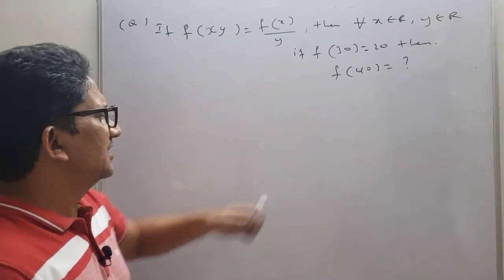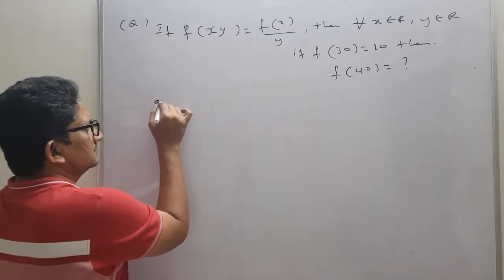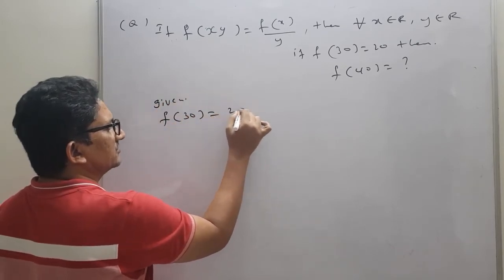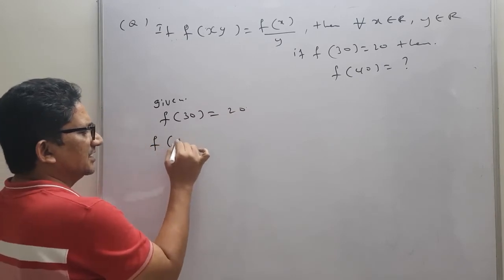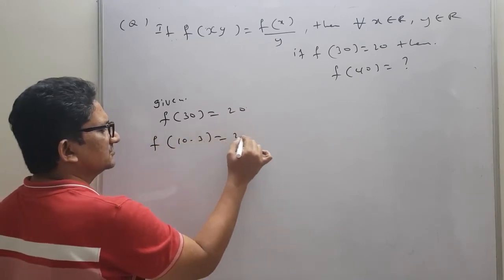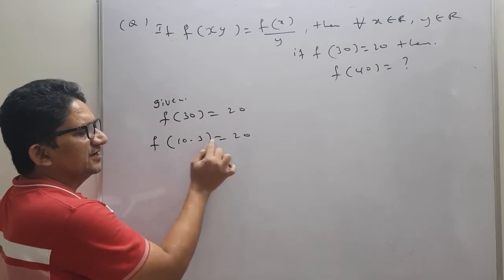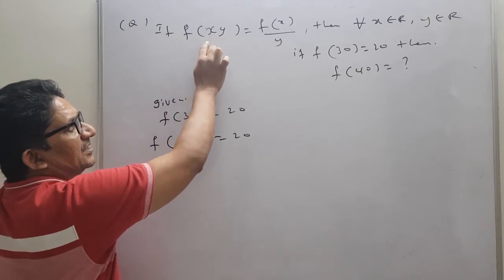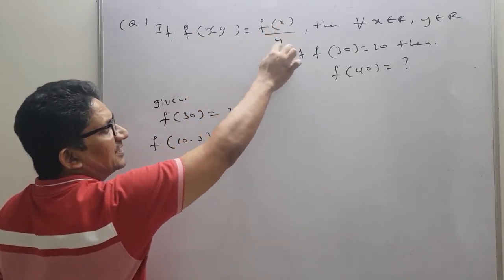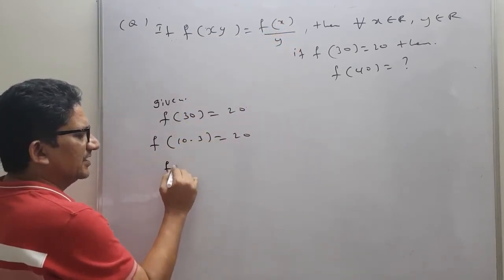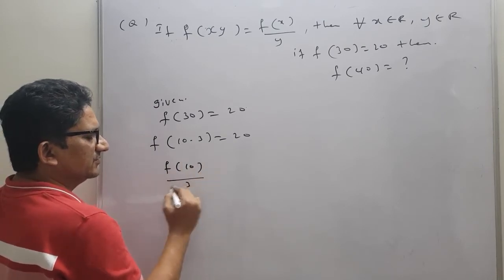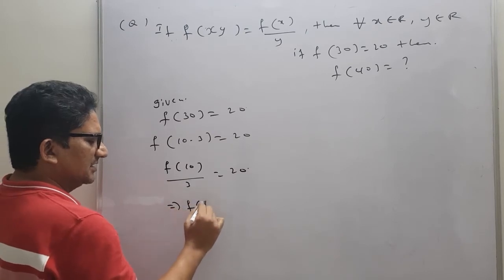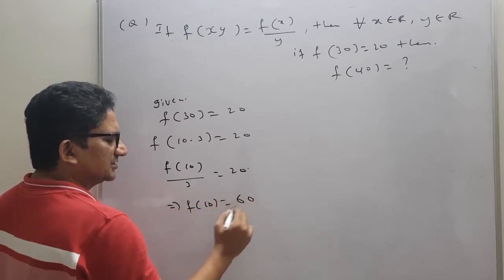Now, by using the given data, f of 30 is equal to 20. This we can write as 10 into 3 equals 20. So, f of 10 into 3 is 20. Now, this is exactly appearing like the pattern they have given: f of xy is f of x divided by y. That means we keep one value with f and send the other value to the denominator, and what we get is 20. That implies f of 10 is equal to 60.